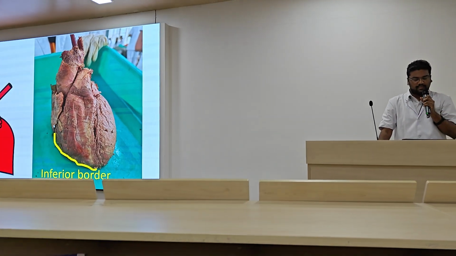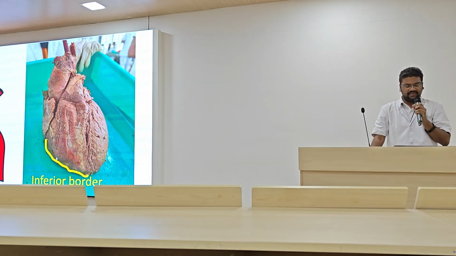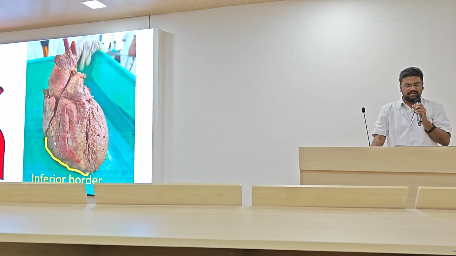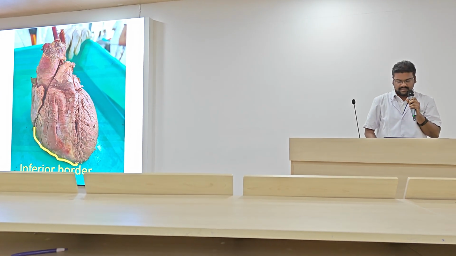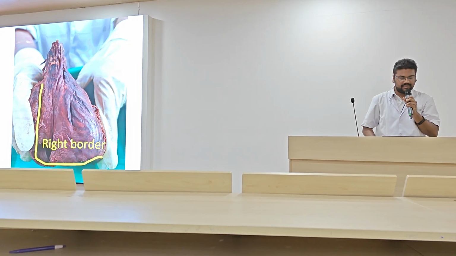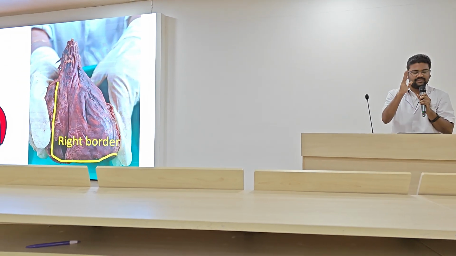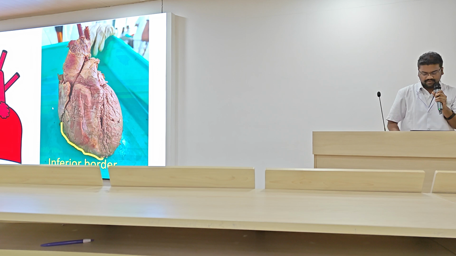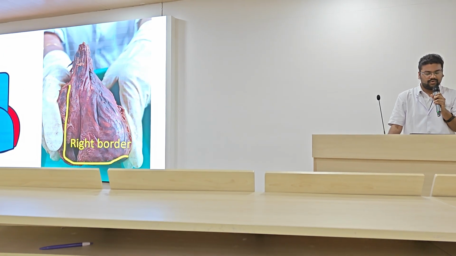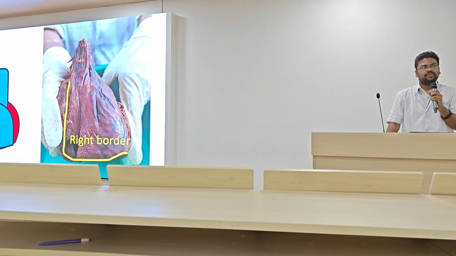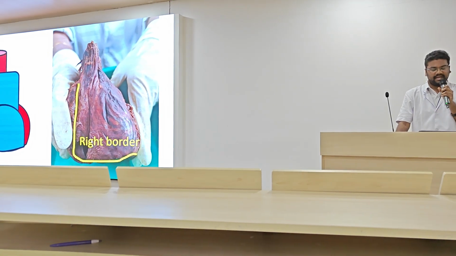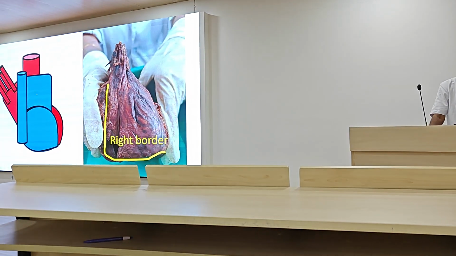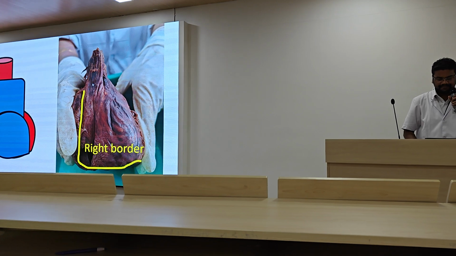One thing which I want to show you is the inferior border, mainly formed by the right ventricle over here. That's the inferior border, and this is the sternocostal surface. Now let's look at the right surface of the heart. As you can see, we have a right border formed by the lower part of the superior vena cava and inferior vena cava and part of the right ventricle. So you have the right border, and I hope you can appreciate and correlate how the structures are.